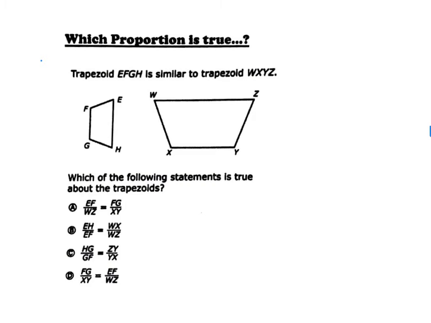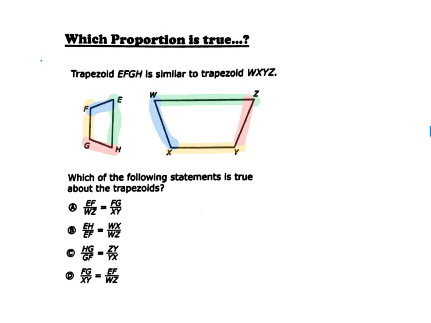Okay, so today we're going to look at two trapezoids, and it says they're similar. So we have to find what statement is true about the trapezoids. So first, we have to color code each side. So we have to do FG, and FG is similar with XY, and then HE is similar with ZW. And then EF is similar with WX. And then these two lines.